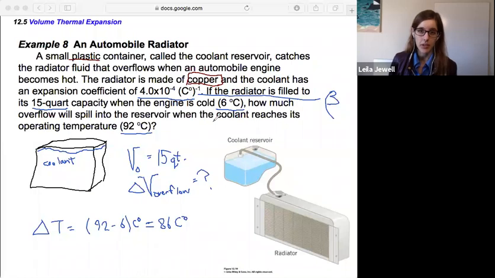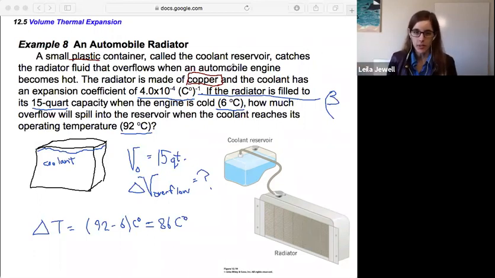Why might I care about the copper? Well, the coolant is going through this temperature change, so it's going to expand. The copper is too. The radiator that's holding the coolant, the container, is going to get bigger as well. And to be fair, the small plastic container of the coolant reservoir will also expand. We don't really care how much that expands by because that's just going to catch however much we have. We haven't been given any constraints on that.